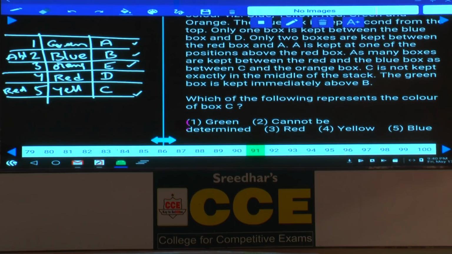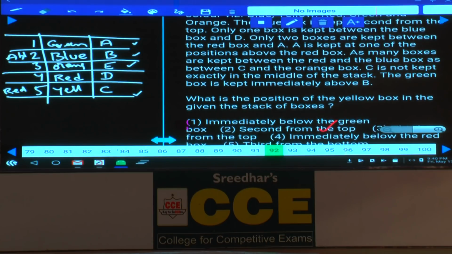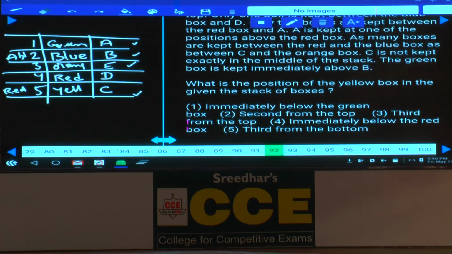Then question number 91. Which of the following represents the color of box C? C is of yellow color, choice 4. Then question number 92. What is the position of the yellow box in the given stack of boxes? Yellow is at the bottom, isn't it?